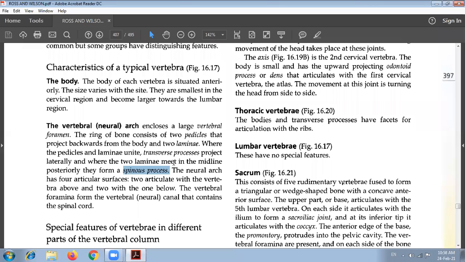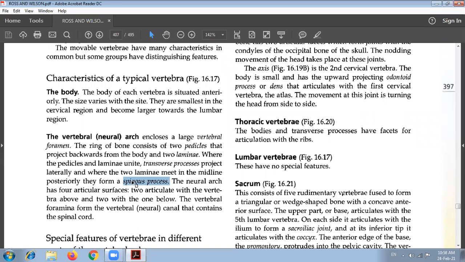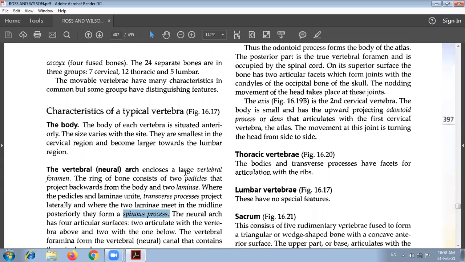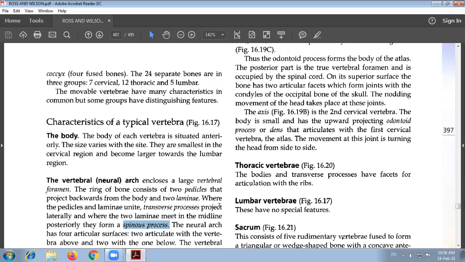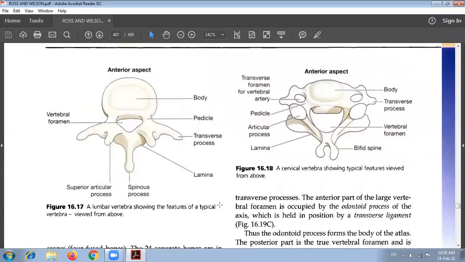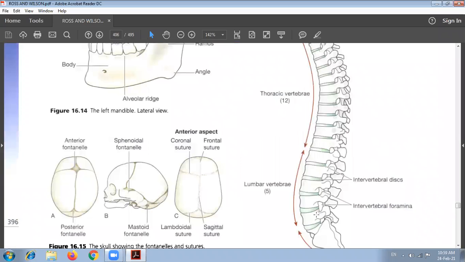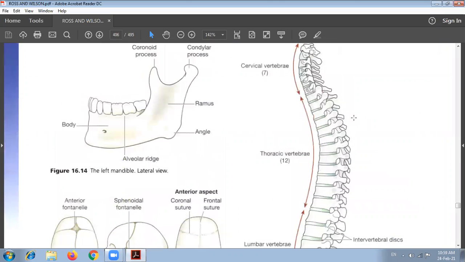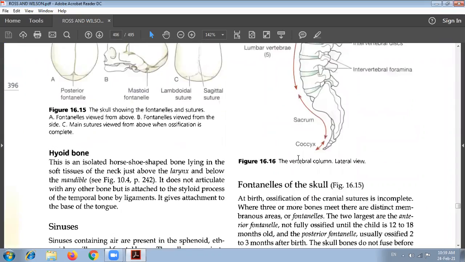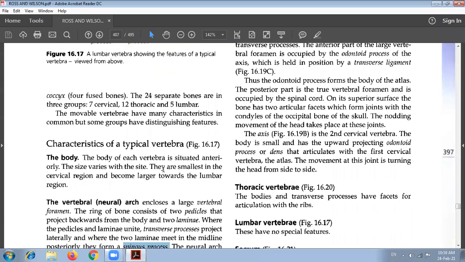The neural arch has four articular surfaces. What is meant by articular surfaces? The articular surfaces are one above the other. They are joined to each other or fixed to each other, but having a movable structure. So here you can see the arrangement of the vertebral column is like this. They have the articular processes, and on these articular processes they rest on each other so that they have flexibility in the movements. So these are the articular processes each vertebra has.